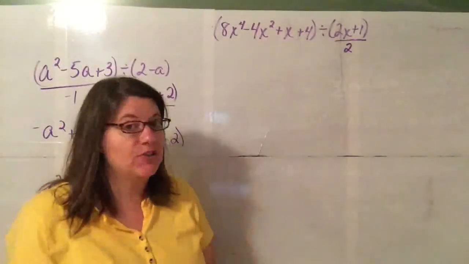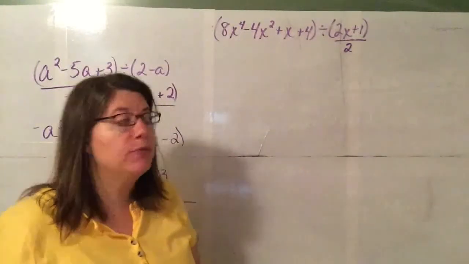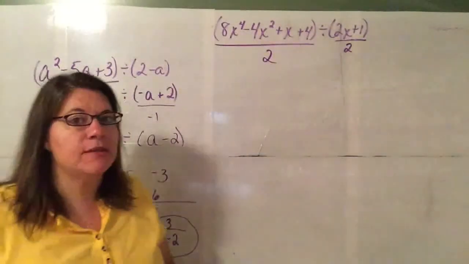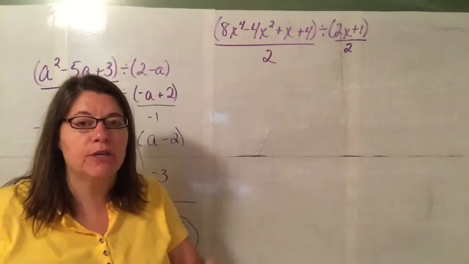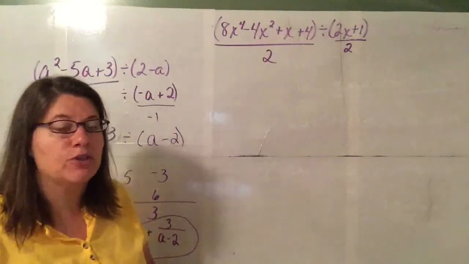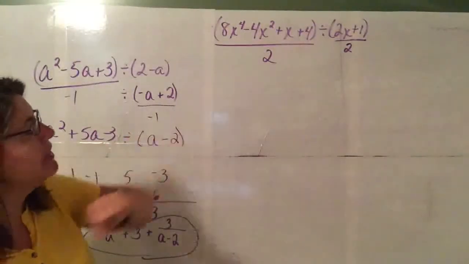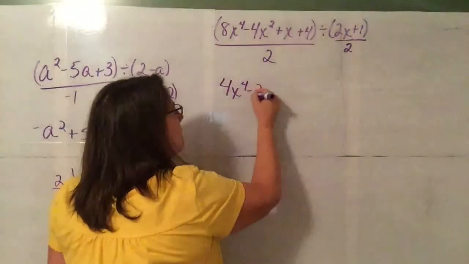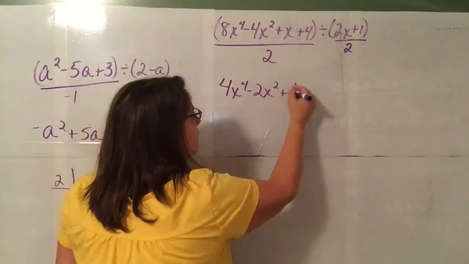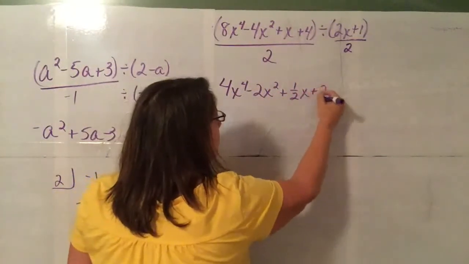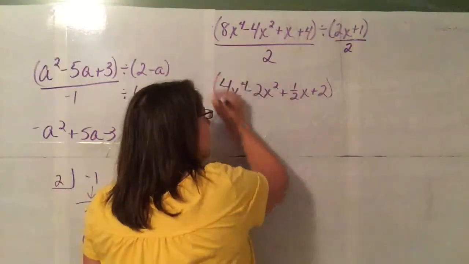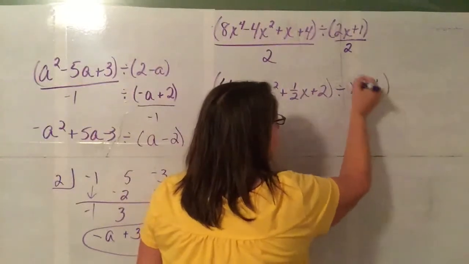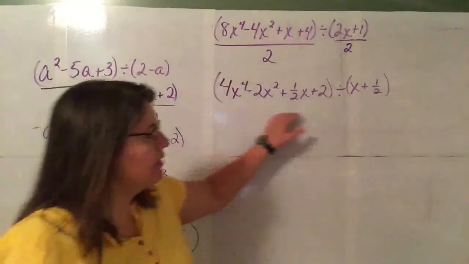So essentially, I've just divided it by 1. I'm not changing the value of the problem. I'm just making it look different. Okay, there are going to be a lot of times in math where you have to make your problem look different so that you can use the information that you have. All right, so if I divide everything by 2, I'm going to have 4x to the 4th minus 2x squared plus 1/2 x plus 2, and that will be divided by x plus 1/2. So now, here is my new problem.